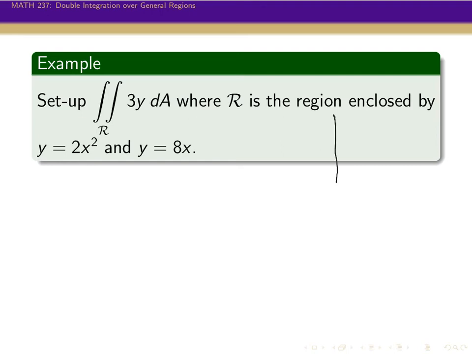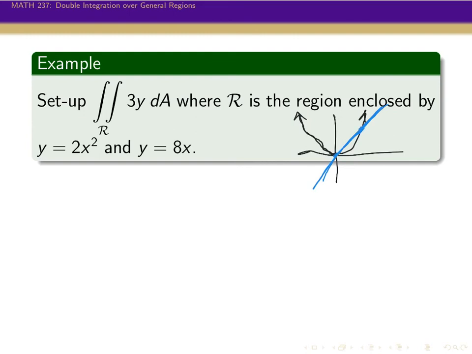So we have y is equal to 2x squared. So that is a parabola going up roughly like so. And then we have y is equal to 8x. So that is a steep line of slope 8.